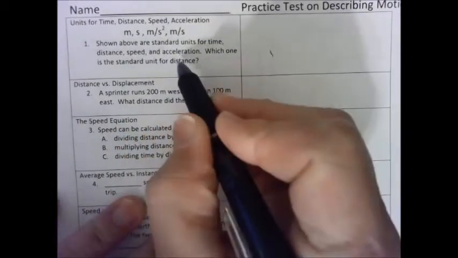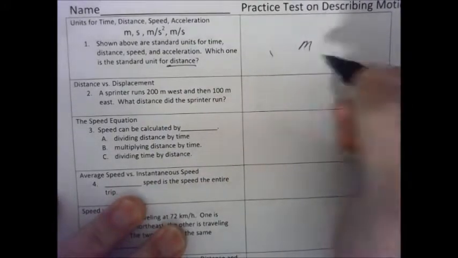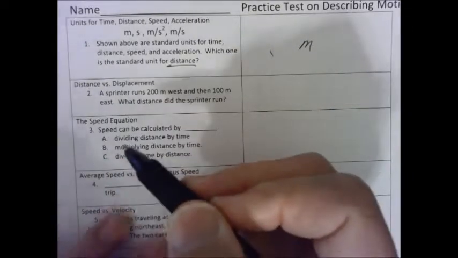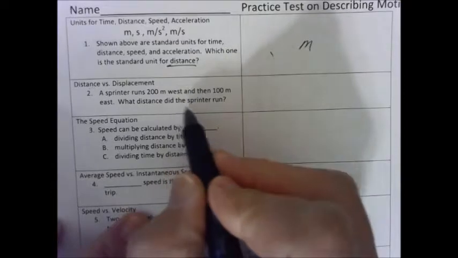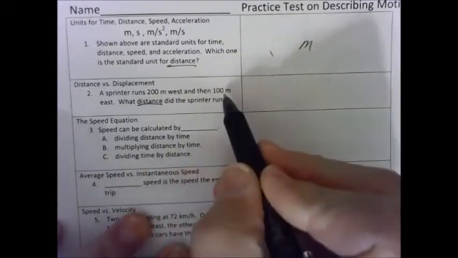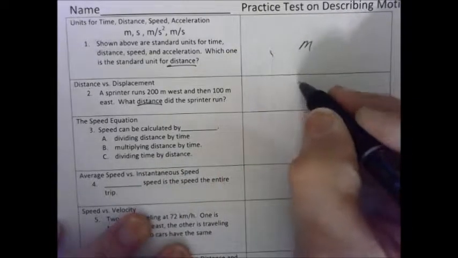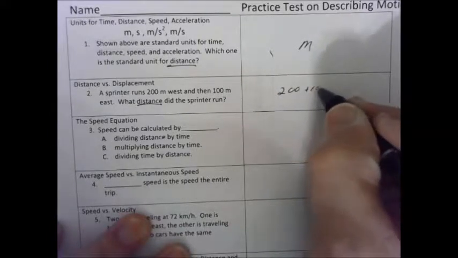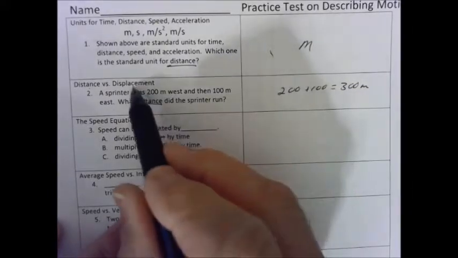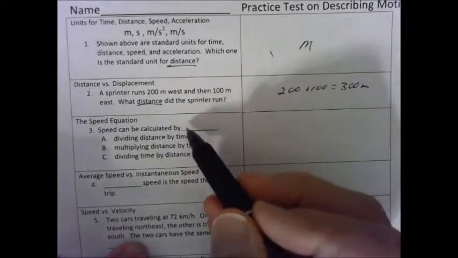So the first question is just about units, and I've asked you what are the units for distance, and the units for distance are, of course, meters. The next question is about distance and displacement. We talked a lot about that in class. And this one, I want to know what the distance is. So if he runs 200 meters in one direction and 100 meters in the next direction, we're just simply going to add up those. So 200 plus 100 is equal to 300 meters. Now, if this was displacement, that would be a different question. So you'd have to figure out how far he was from where he started.